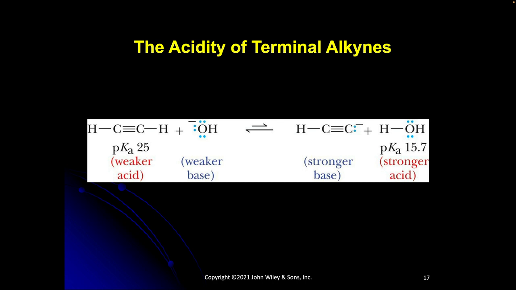Now, if we take a terminal alkyne, like we have here, and we react it with a weaker base, the reaction doesn't go. Not very well, anyway. Can you tell me why? Right, we're going to react it with hydroxide, which you all learned in general chemistry is a strong base. For organic chemistry, it is not.